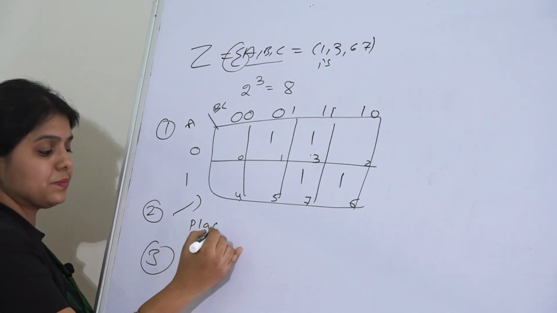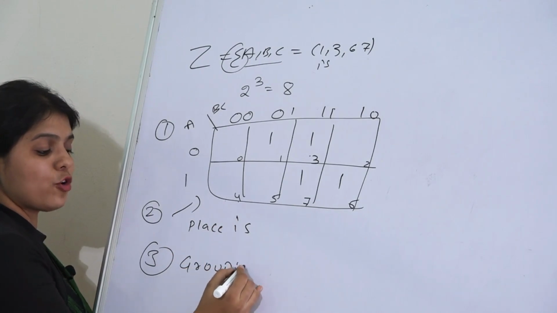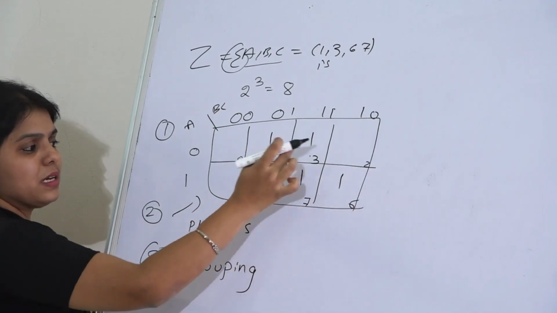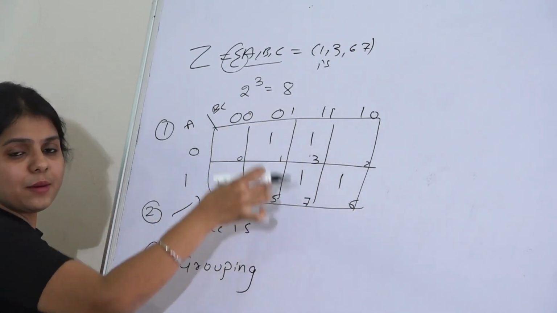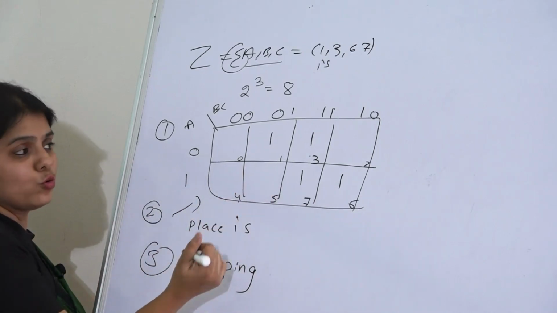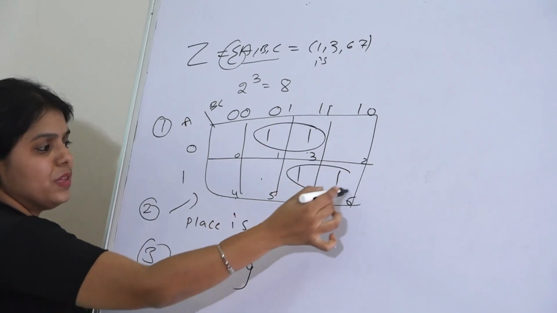What do I do in step 3? I perform grouping. 4 grouping is not possible because they are not in the same row and same column phase. So what do I do? I go for 2 grouping. So I first group these 2 and then I group these 2.